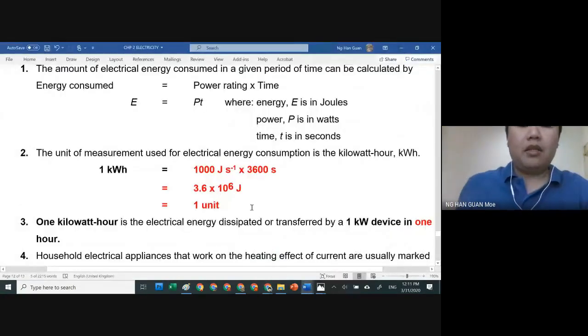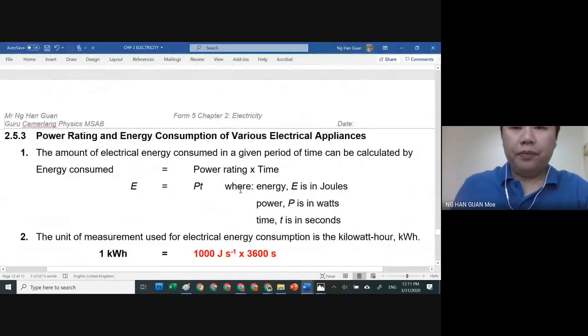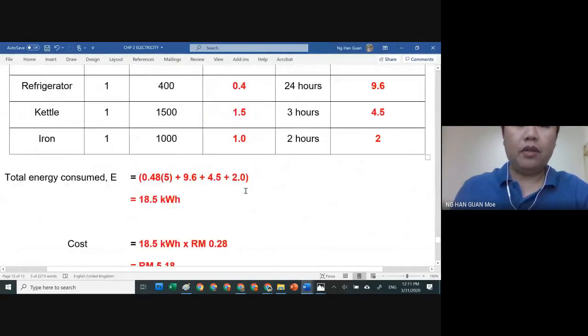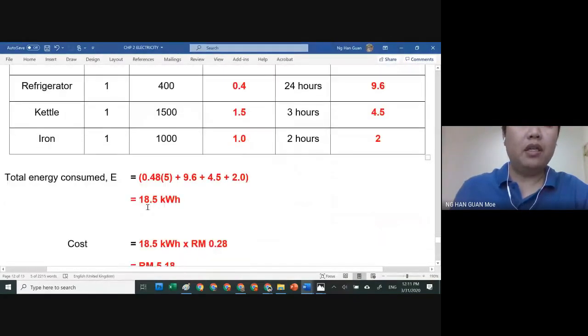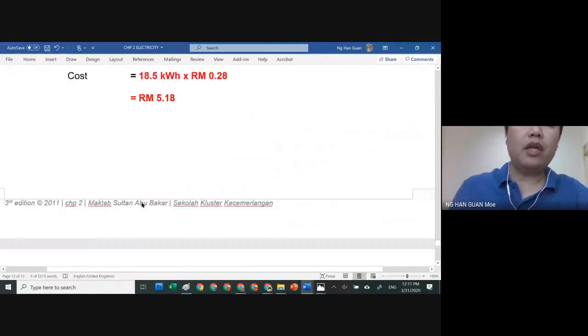Right. Okay, so that's about the electrical energy. Right. So for my students, try to complete the question in the module. Right. So later on I will discuss with you lah.